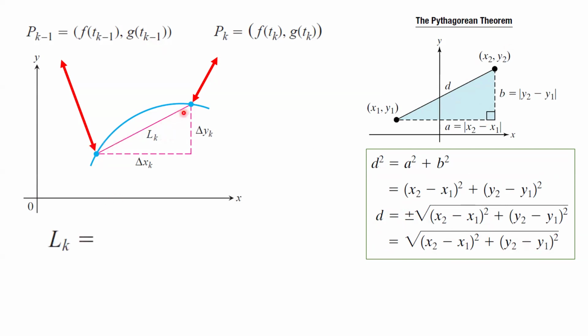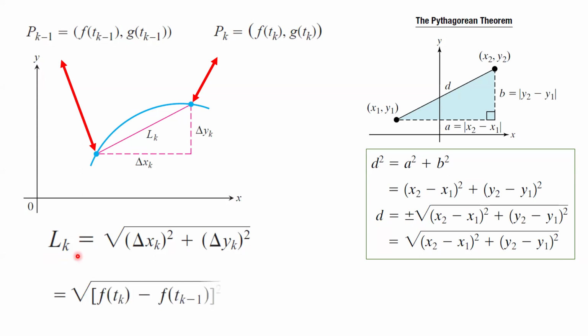Lk, which is the distance here, is equal to the square root of delta xk to the second plus delta yk to the second. Here you have the horizontal distance, then you have the vertical distance, and when you raise each one to the second power and take the square root following the Pythagorean theorem, you have the length of L sub k. In turn, it can be written as the square root of, for delta xk, you have f of tk minus f of tk minus 1 to the second, plus for delta yk, you have g of tk minus g of tk minus 1 to the second power.